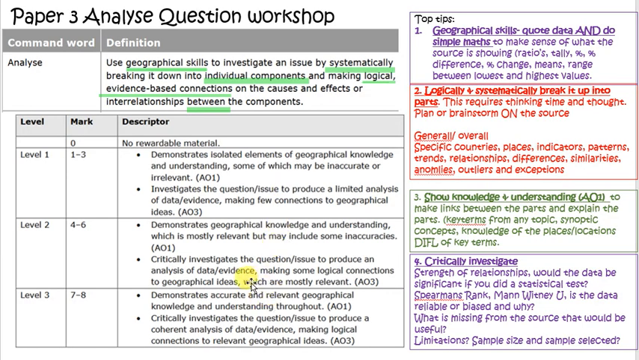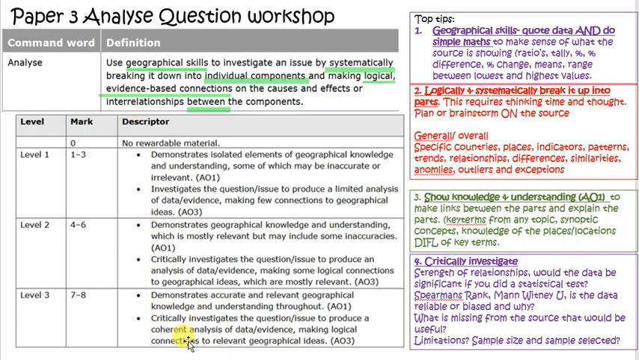And the other way you can do it is through showing your geography knowledge and understanding from A level. If we have a look at the examiner's levels-based mark scheme, there's 4 marks for AO1 and 4 marks for AO3. AO1 marks: accurate and relevant geographical knowledge and understanding throughout. AO3 marks: critically investigates the question or issue to produce a coherent, logical analysis of data and evidence, making logical connections to relevant ideas.